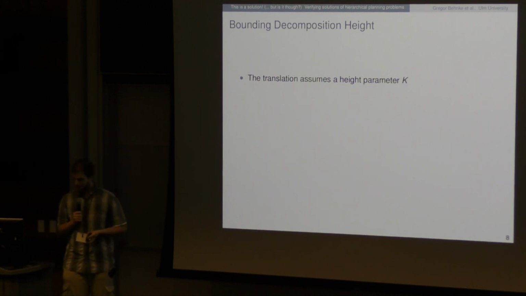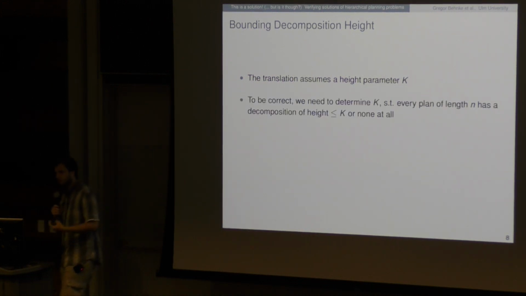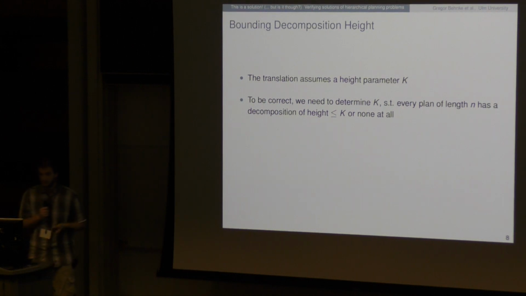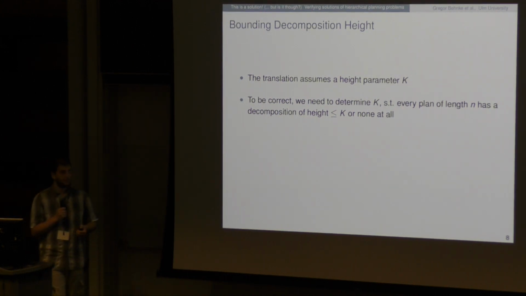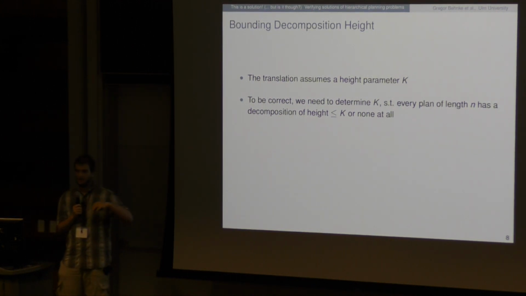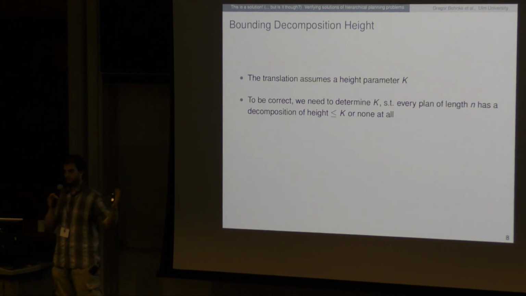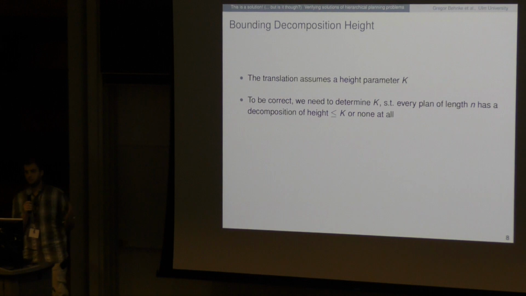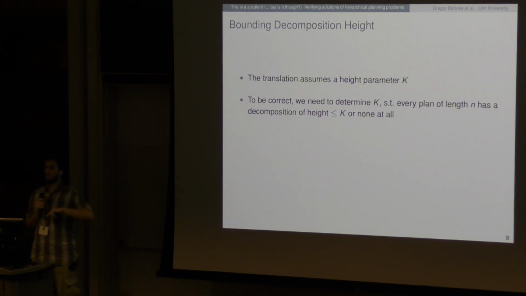And the problem is, in order for the translation to be correct in one run, so we just want to create one set formula, check it once, and take that result as our verification result, we have to determine the k such that if a plan of the given length, so we're given a plan, we know the length of the plan, if a decomposition tree exists, then also one with height less than k exists. And this k will then be the number of layers we're using.